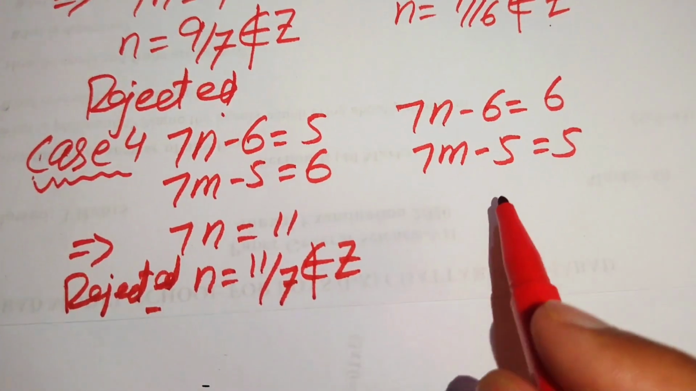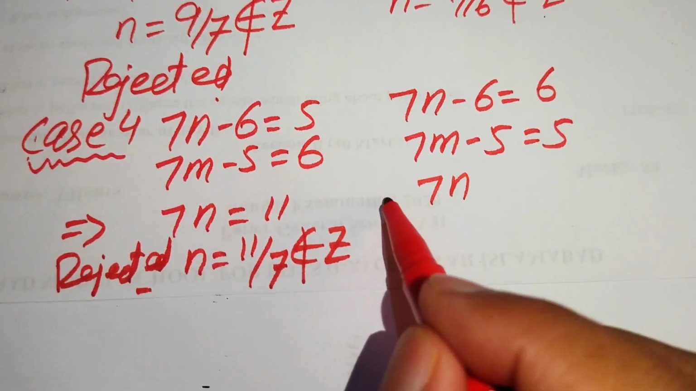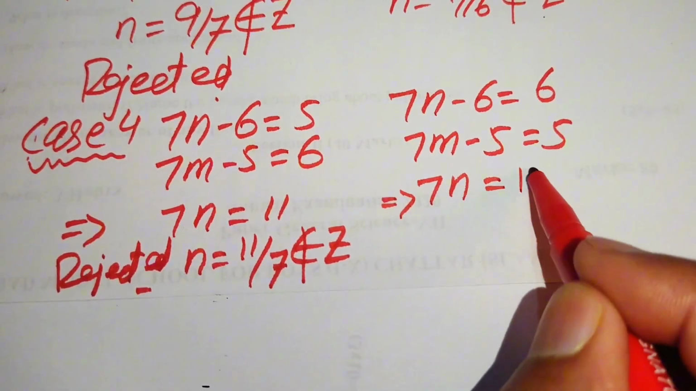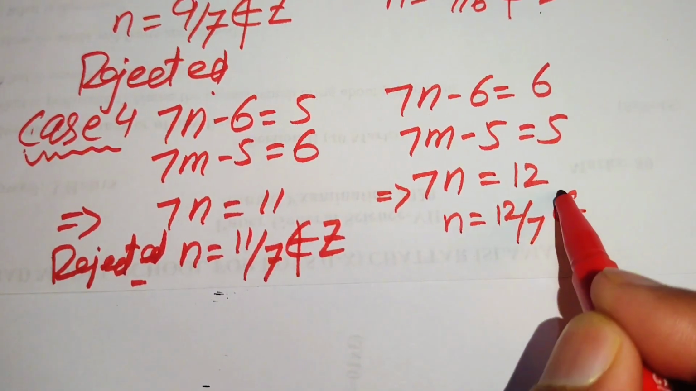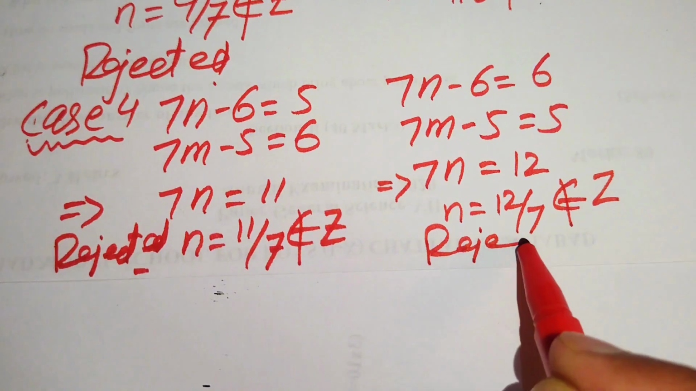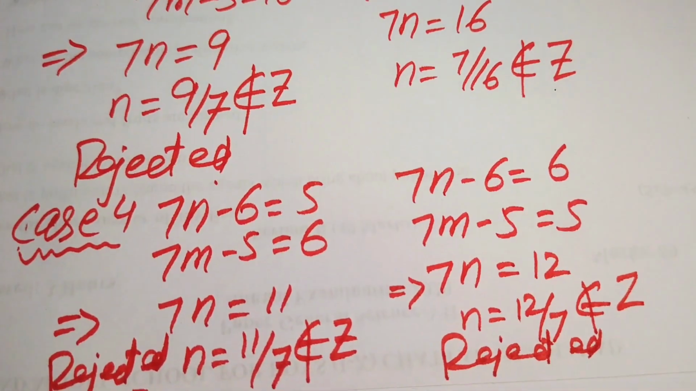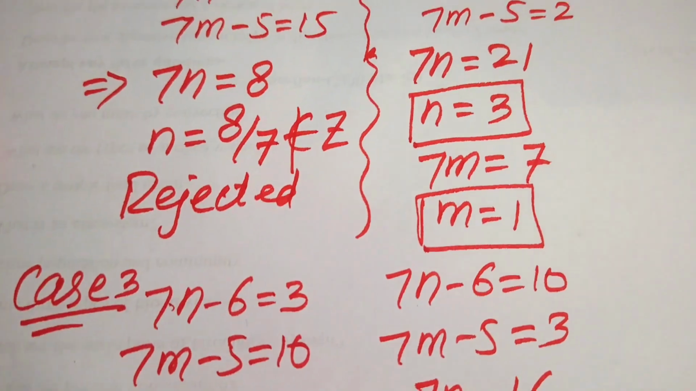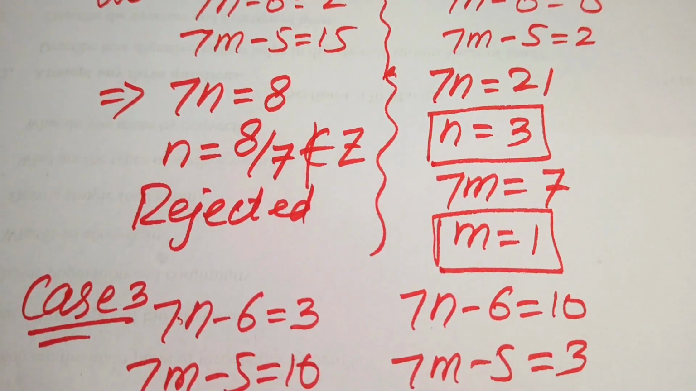We can just proceed with this case, and in this case we move this minus 6 to the right hand side, and here you get 7n equals 12, and this is n equals 12 over 7. This also does not belong to Z, so we again reject this case as well. So finally we have just two integer solutions, from case number 1 and case number 2, and this is the final answer of this question.